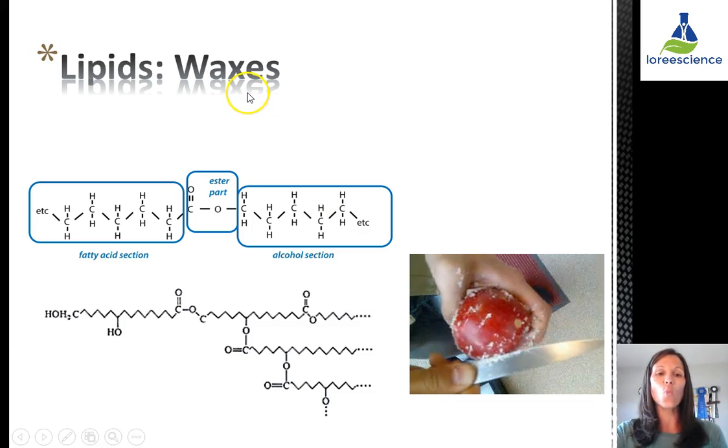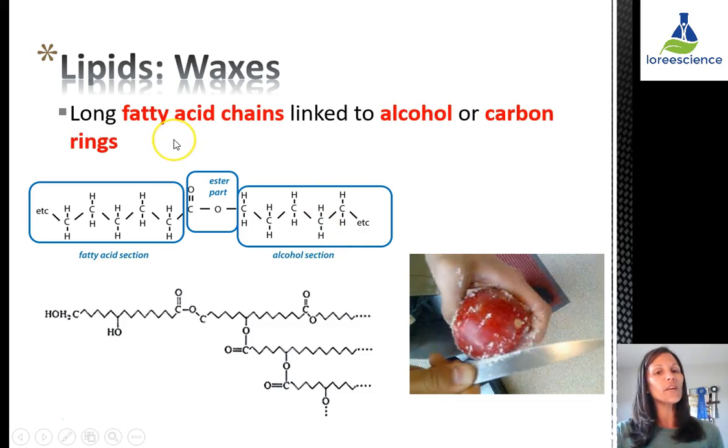And lastly, we have waxes. 3 sections to any wax. There's a fatty acid section, the ester linkage, and an alcohol section. The chain that's attached to the oxygen side of this ester linkage is our alcohol section. So it's a long fatty acid chain linked to alcohol, or sometimes you can see carbon rings.